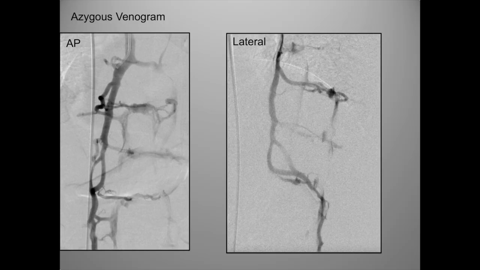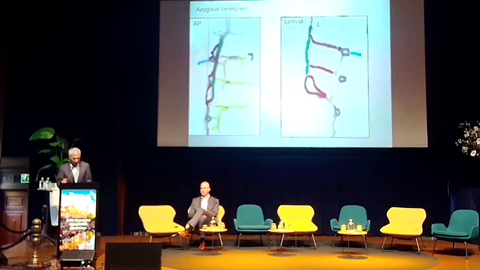And then we have another injection. Again, the catheter is in the azygos vein, AP and lateral projections. And there we start seeing the anatomy that's relevant. We see that the pink red is the paraspinal vein.